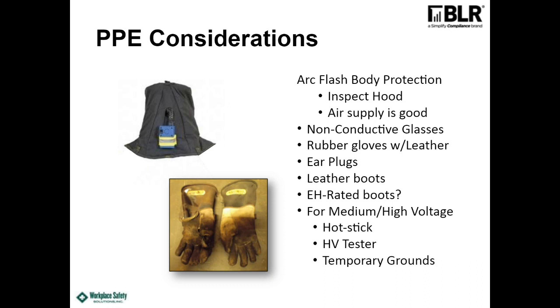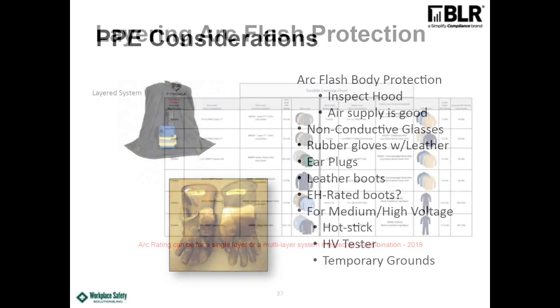So it's a good idea to inspect it beforehand. As I mentioned, rubber gloves with leather protectors are ARC-rated now, so they give you ARC-rated protection per NFPA 70E. And then there's just a bunch of other things: earplugs, leather boots, hot stick and high voltage tester and grounds for medium voltage. That would be over 600 volt stuff.